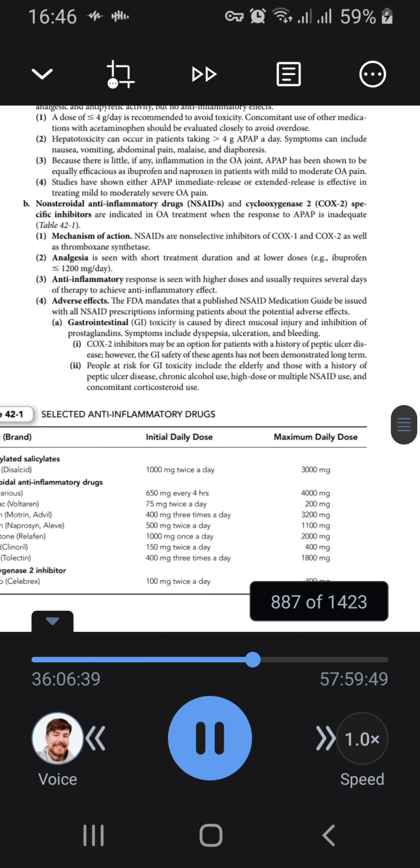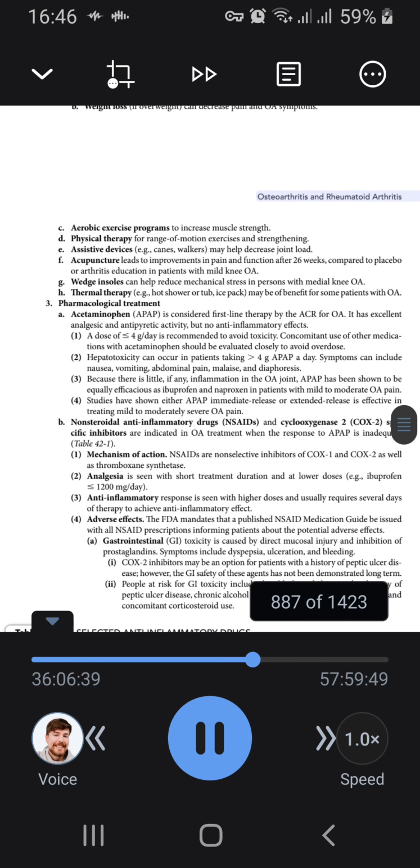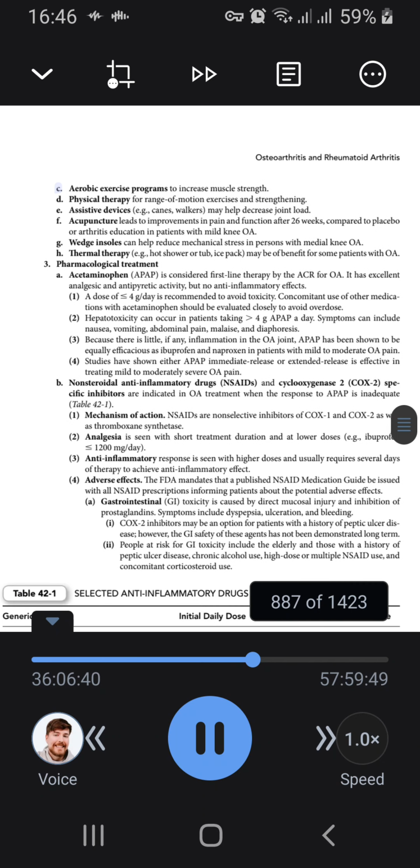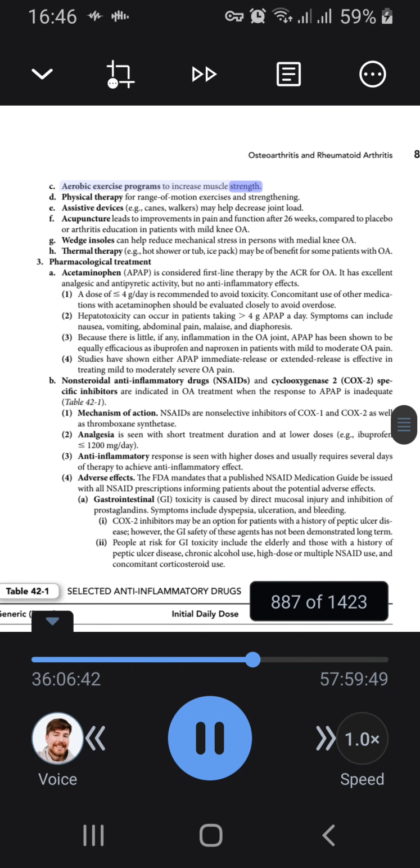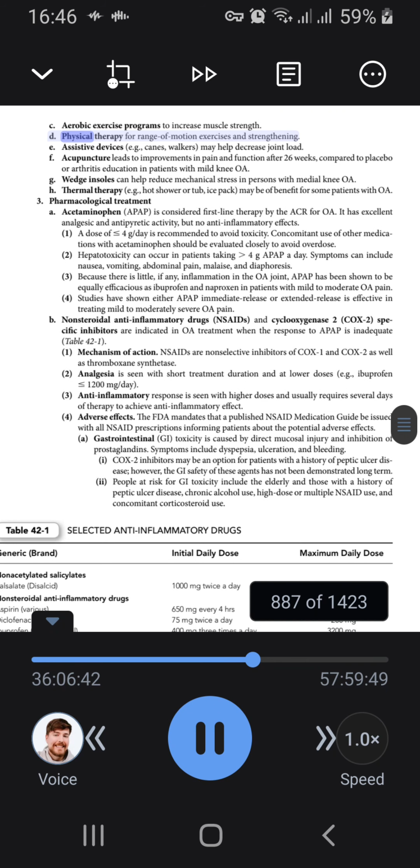Osteoarthritis and rheumatoid arthritis. 865. C. Aerobic exercise programs to increase muscle strength. D. Physical therapy for range of motion exercises and strengthening. E. Assistive devices, for example, canes, walkers, may help decrease joint load.